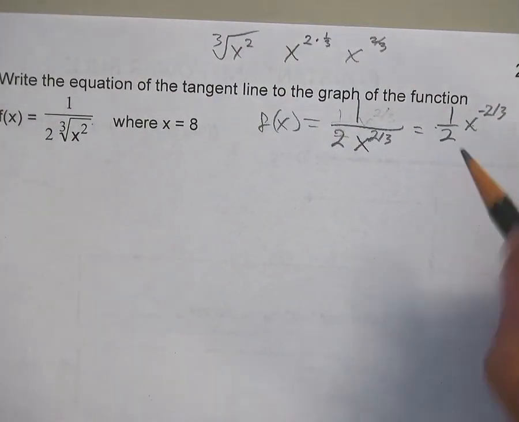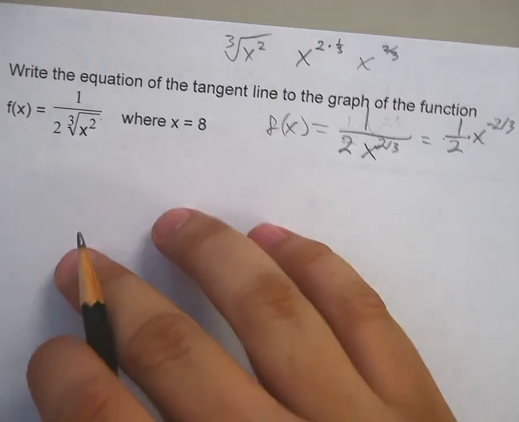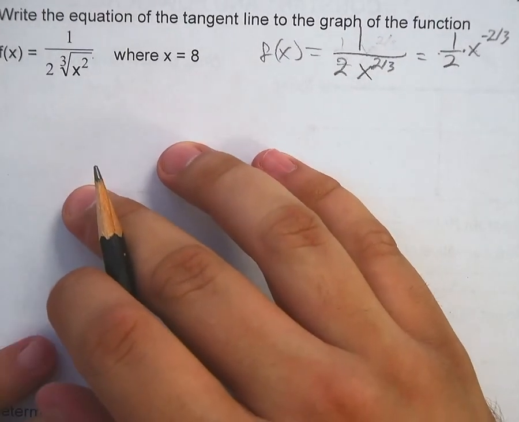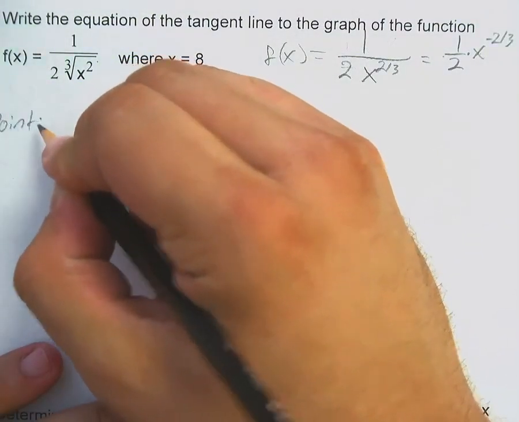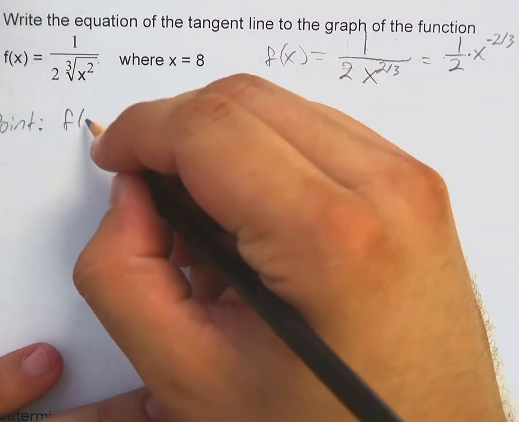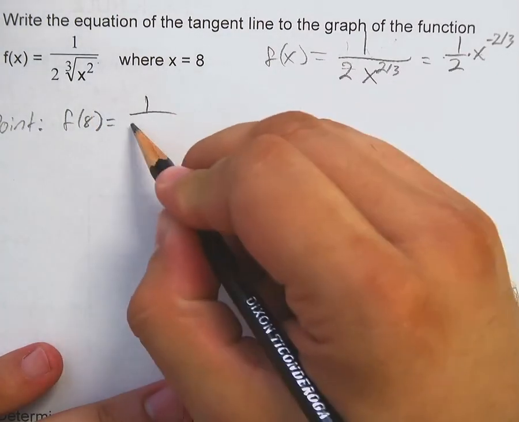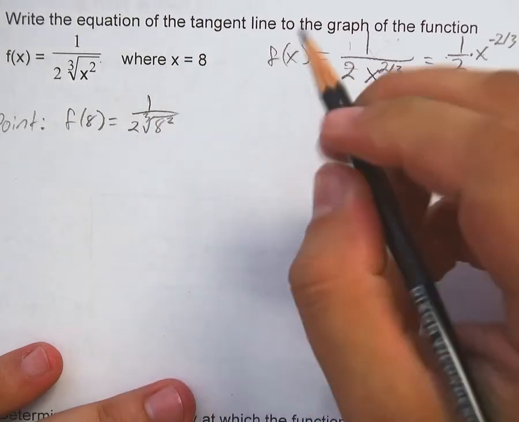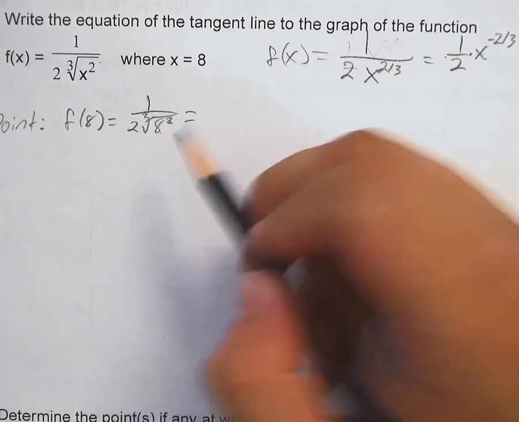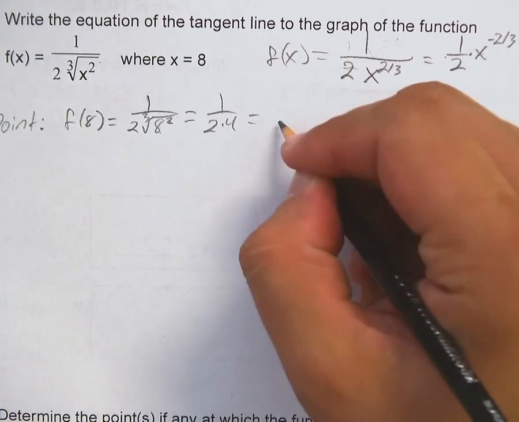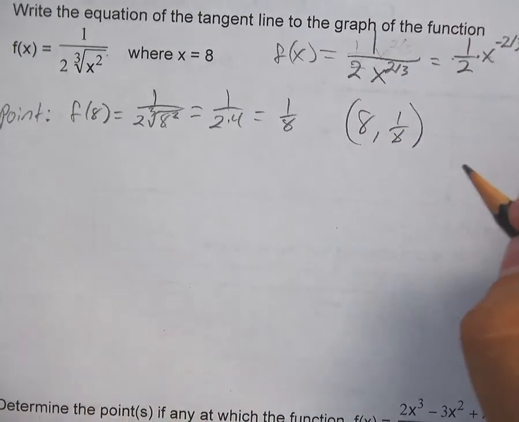Okay. So now I can use the power rule. I'm going to rule the power. I need to find my point. First, I need a point and a slope. Point is f of 8. Plug your 8 in here. 1 over 2 cube root of 8 squared. Holy moly. 8 squared is 64. Cube root of 64 is 4, so it's 1 over 2 times 4, which is 1 over 8. So my point is 8 comma 1/8.